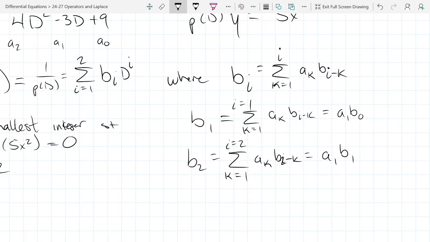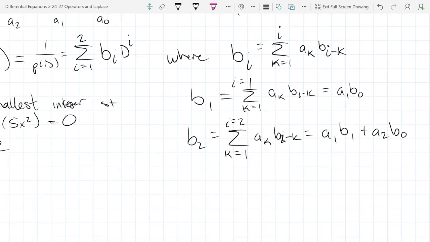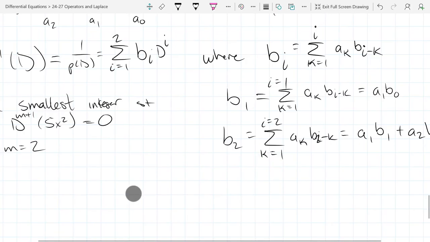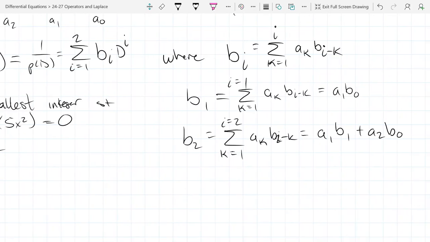And we get A1 B1 plus A2 B0. So if we knew what B0 was, we can get B1, and then we can use that B1 value to get B2. I don't have in my notes how to find B0, though. So is that in your book? It might be the regular B coefficient from above. Somebody's other textbook?